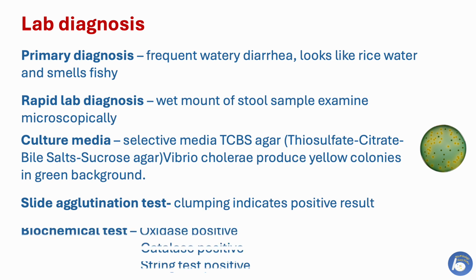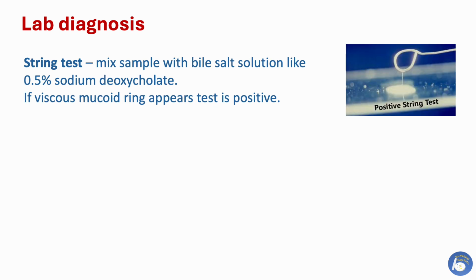Biochemical tests are also there to confirm Vibrio cholerae. It is oxidase positive, catalase positive, and string test positive. What is the string test? When a colony of Vibrio cholerae is mixed with a drop of 0.5% sodium deoxycholate, which is a bile salt solution, it will form a viscous mucoid string.